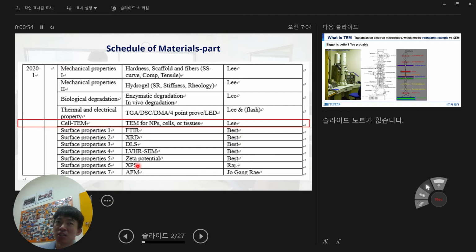And then she told me that the class will start from 8 a.m., not 7 a.m. So from next week, 8 a.m., you can take the class.